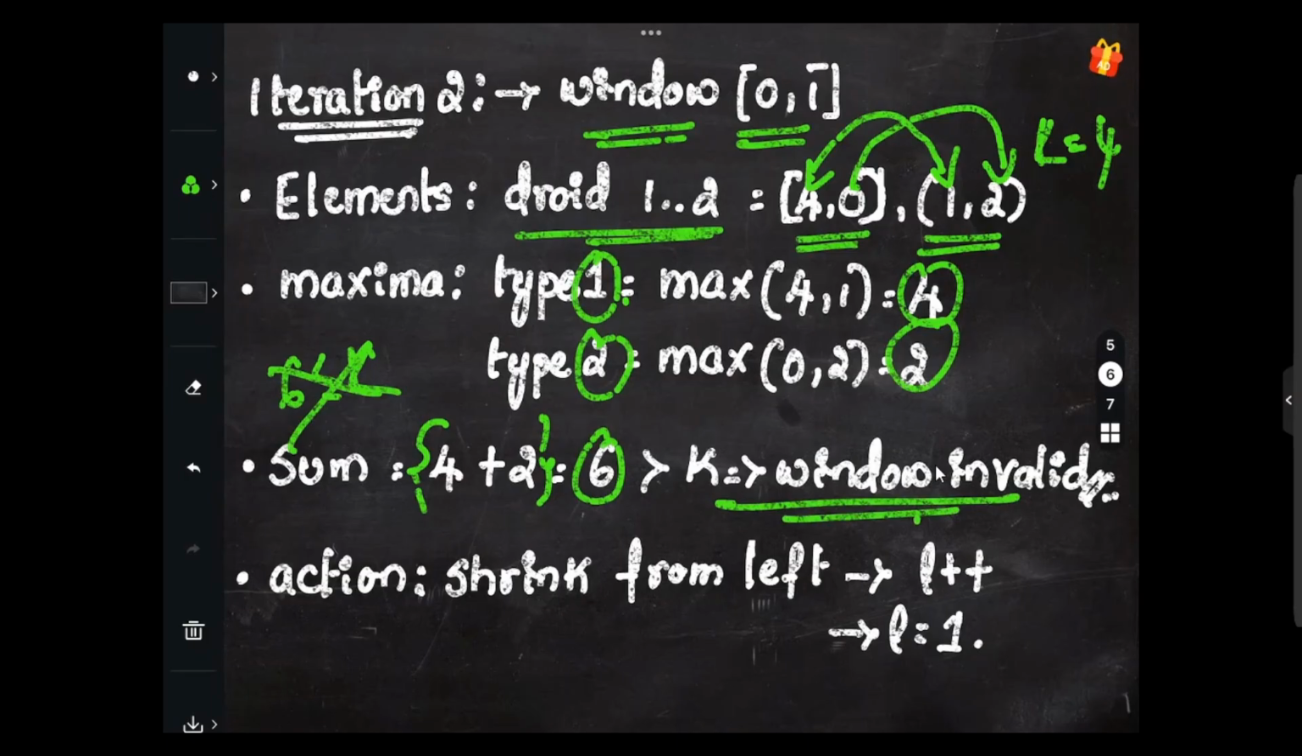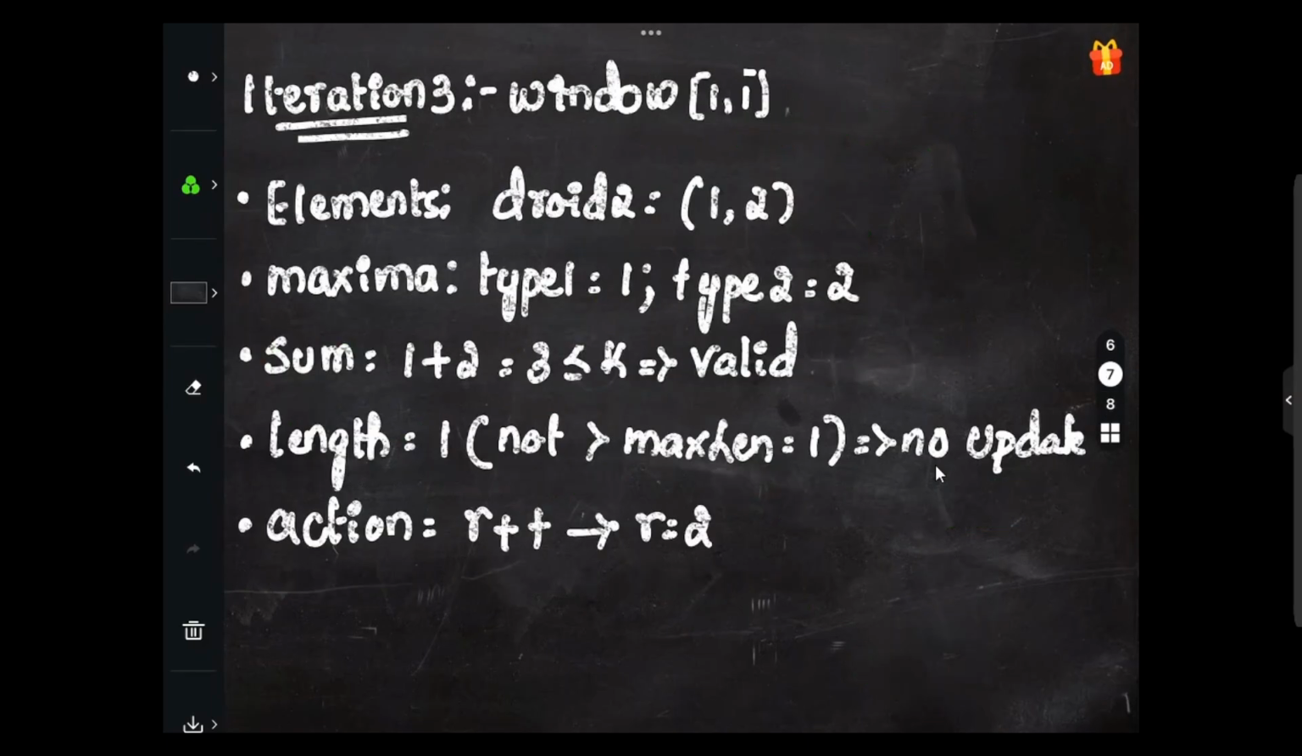This window is invalid. Basically we will shrink from left. So now we'll not be going with r plus plus, we'll be shrinking left, meaning we will be incrementing the left pointer. Basically this will be l plus plus, so l becomes 1 from 0, right? This is an invalid window. So let's move on with iteration 3. We have to go with the window 1 comma 1, right?